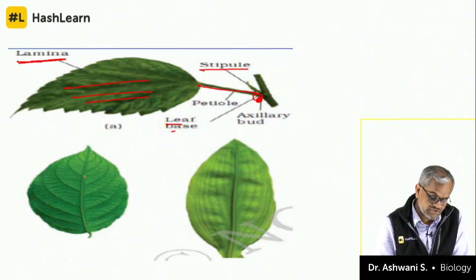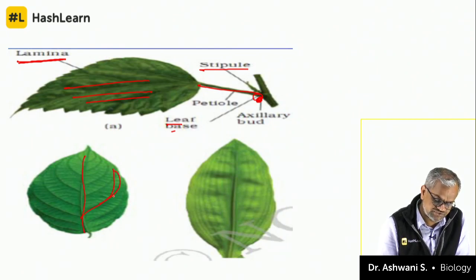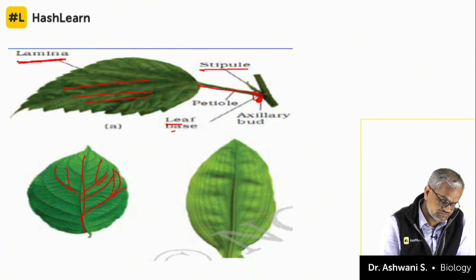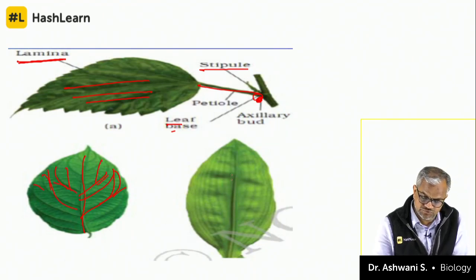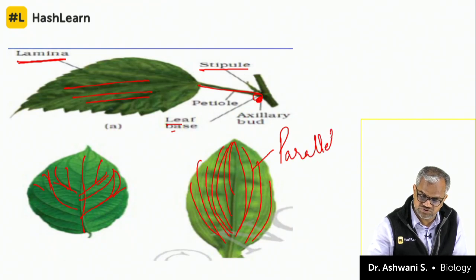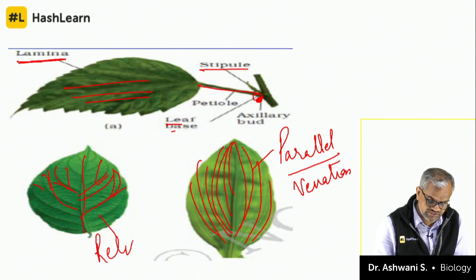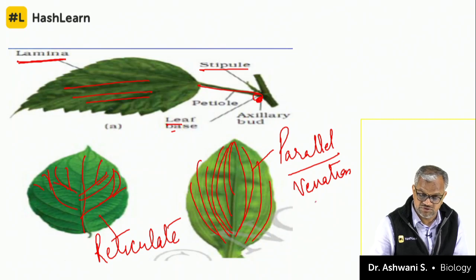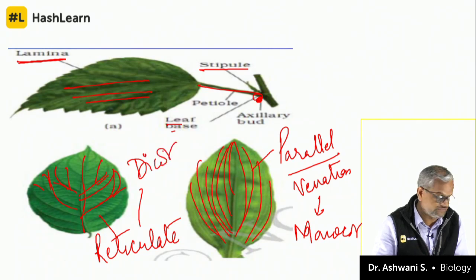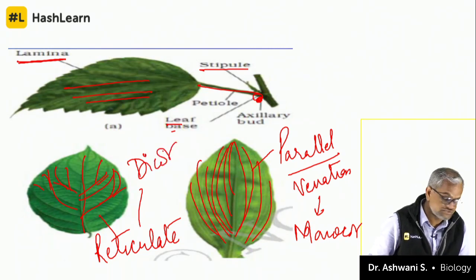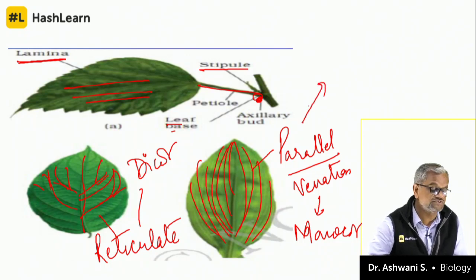Shubham. If you see this, here it is a network-like structure. Here if you see, this is called as parallel venation. Okay, do remember how veins are present. This is a network-like structure. This is called as reticulate venation. Parallel venation is a characteristic feature of monocots. Reticulate venation is a characteristic feature of dicots. But as I said, parallel venation is a characteristic feature of monocots.